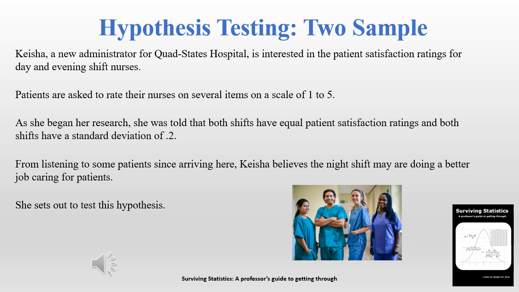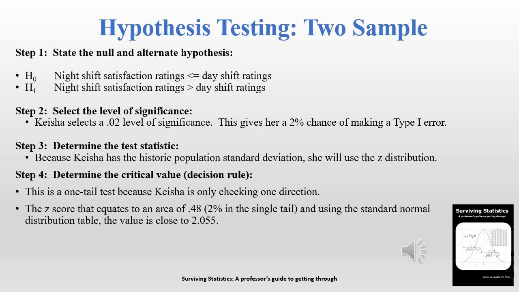Well, she's coming into a situation where this research has already been done, and she's been told that there is no difference between the two. She's also been told that the standard deviation between these two populations is 0.2. But she's going to test out this hypothesis on her own. In her training to become a hospital administrator, Keisha has taken several statistics classes, so she's very familiar with the 5-step hypothesis testing procedure. So she's going to go through those.